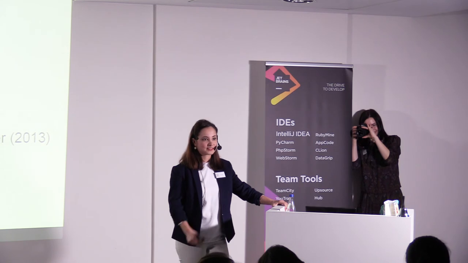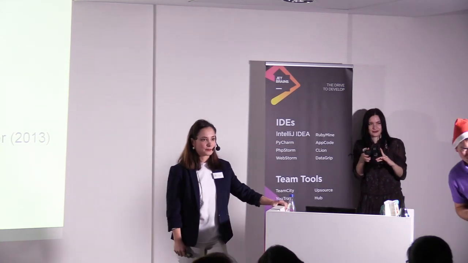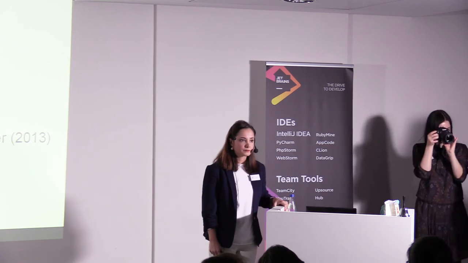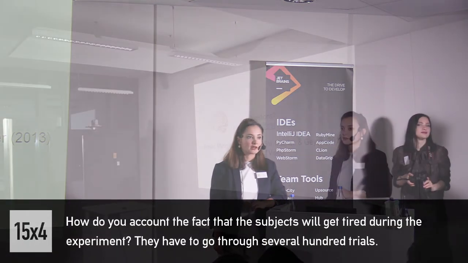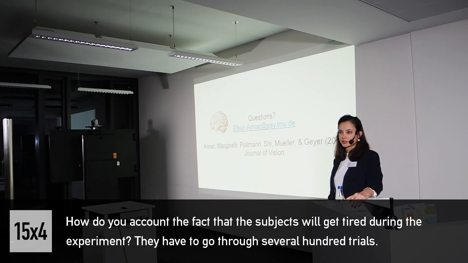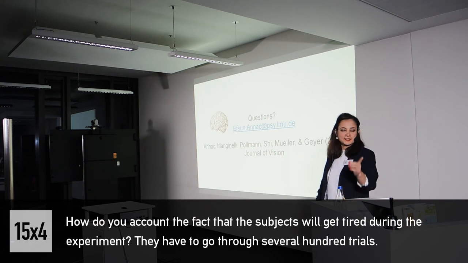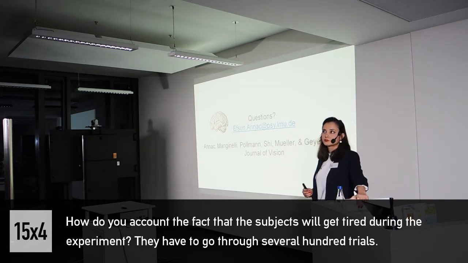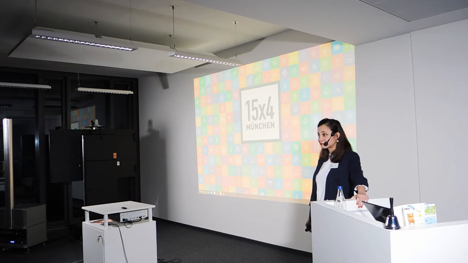Any other questions? If a subject has to pass around 700 trials, how do I account for the fact that he will be tired at the end of the experiment? Yes, this is a confounding factor, actually. We are aware of it. If, for example, this experiment takes 2.5 hours, it's really difficult for a person to sit in front of a computer and do this task for 2.5 hours. That's why I have to give some breaks, every hour or every 45 minutes, and give them some chocolates. It works.